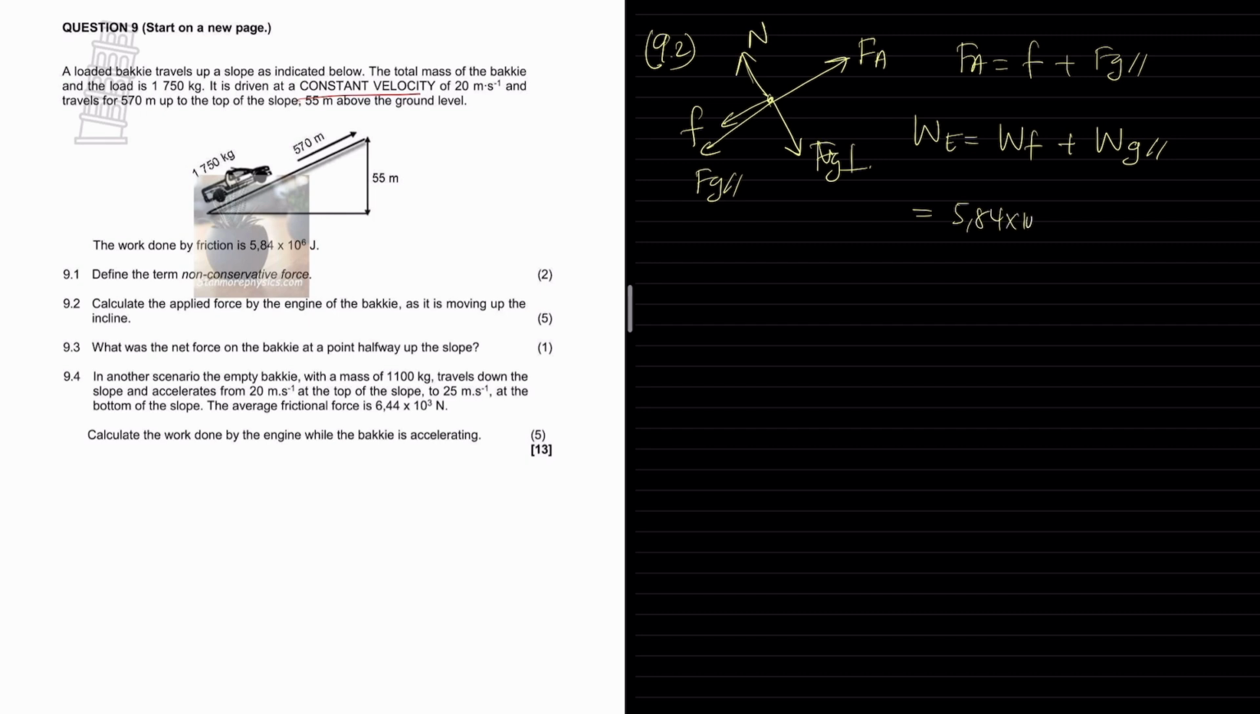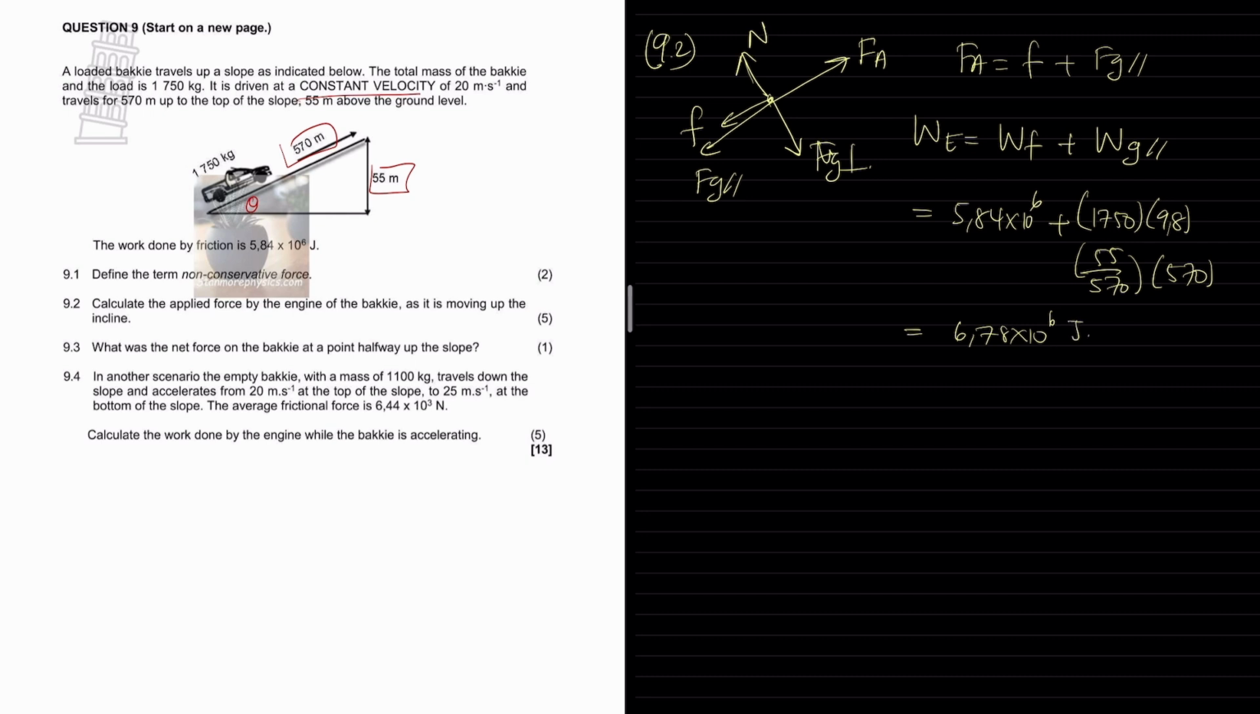5.84 times 10 to the 6 plus. Now the work done by gravity parallel is going to be 1750 times 9.8 times sine theta. Now we don't know the angle here, but remember sine theta is opposite over hypotenuse. So 55 over 570. And then you multiply by delta x, which is 570. And that gives us 6.78 times 10 to the power 6 joules.